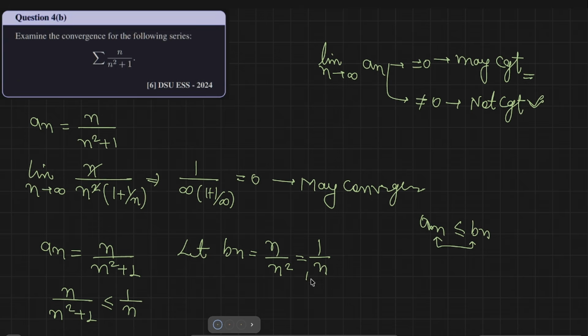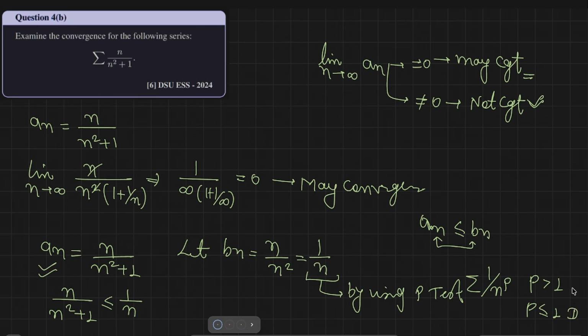So now if I could check whether 1 by n is convergent or divergent, then I can say it is convergent or divergent. Converge, diverge together. Now see, by using the p test, what the p test says is that if any series is of this type, then if p is greater than 1, it will be convergent. If p is less than or equal to 1, it will be divergent. So here p is equal to 1. Once p is equal to 1, then I can say this is divergent. Once it is divergent, I will write by using comparison test.